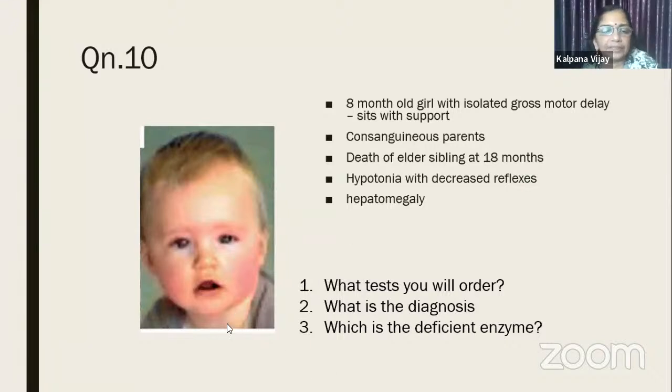So it is Pompe's disease. The doll-like facies is important. Actually, I have given too many clues. So you can even be asked like, this is a floppy baby born to consanguineous parents, and the picture can be put so that the doll-like facies can be identified. And what are the tests that you will order?